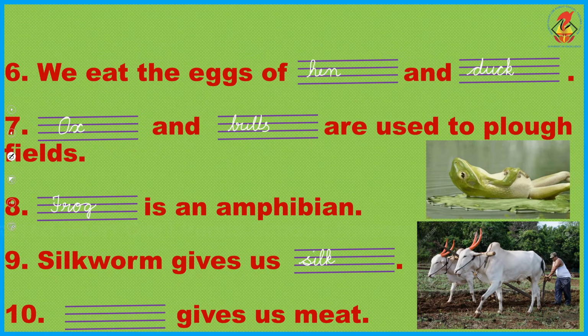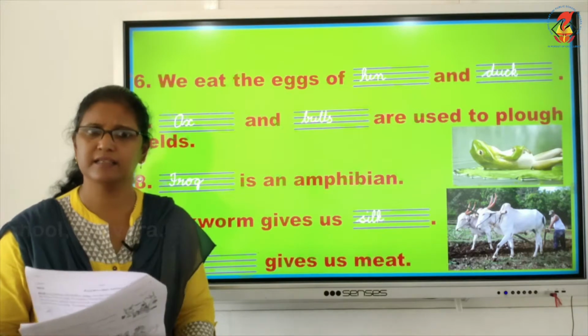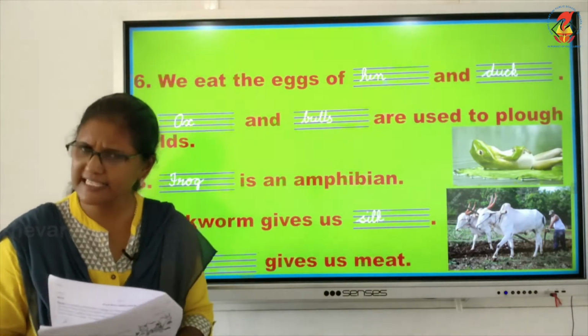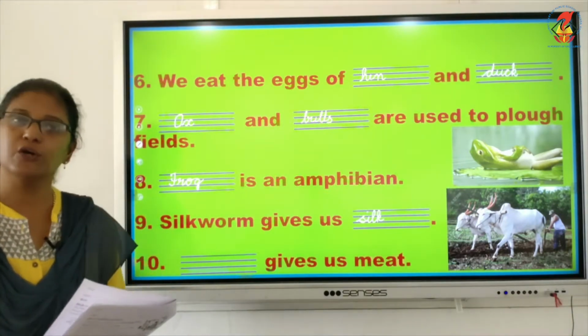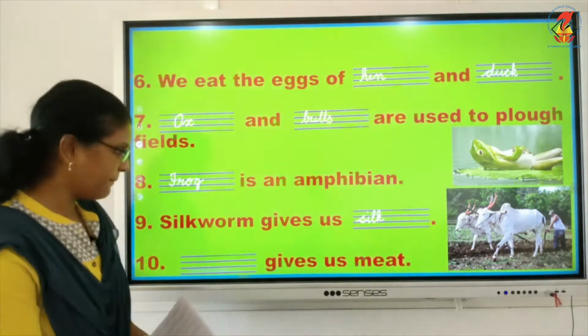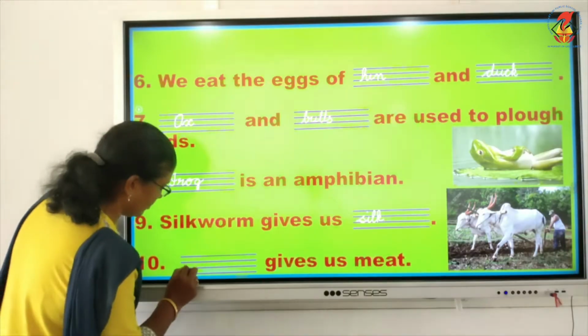S-I-L-K. The 10th one, dash gives us meat. What gives us meat? Can you guess? Yes, it's goat, it's sheep. Very good. Goat, sheep gives us meat. Let's write goat.